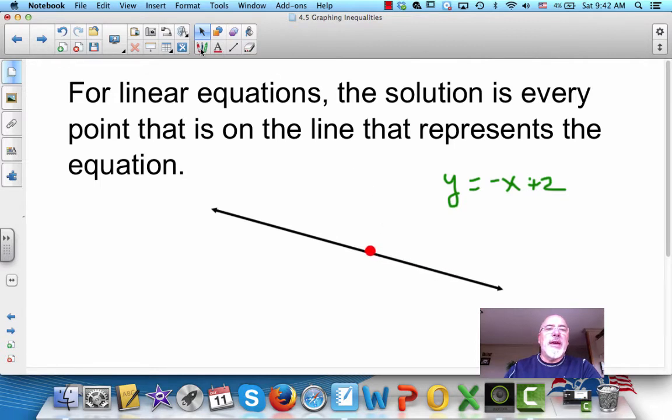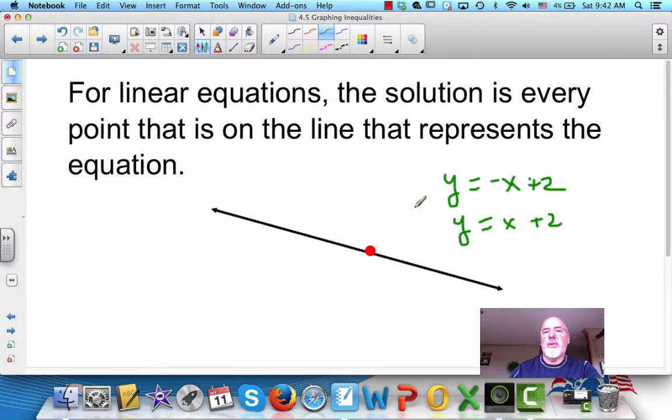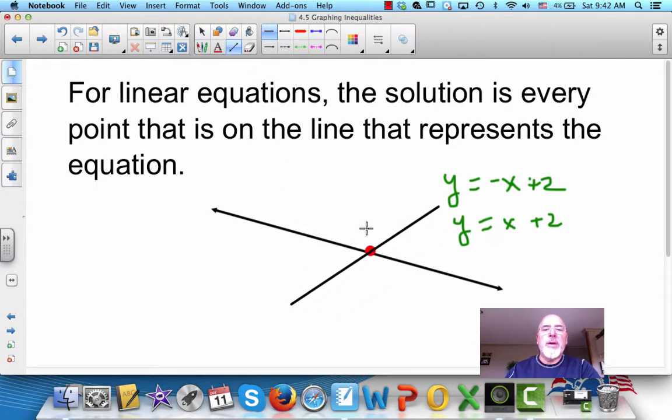Now let's say that we have a system of linear equations, and we have y equals x plus 2. We've got a different slope this time, and so we can draw a line. Let me get up here and draw the line. So we draw a line and it goes through there. And where's the solution to our system of linear equations? Right, it's where the two lines meet each other.